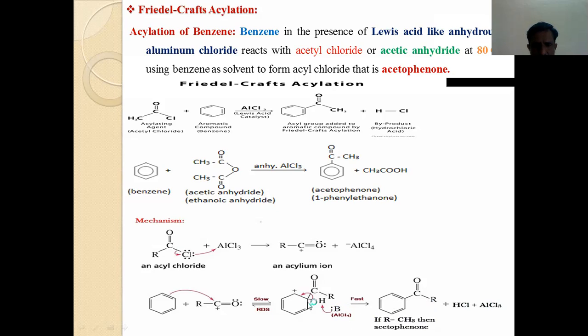Now this AlCl4, and one of the hydrogens is there: HCl, H from this one, Cl from this one, HCl as a byproduct, and AlCl3 is also a byproduct. So benzene reacted with the acylium ion, slow step, rate determining step, formation of an arenium complex or arenium ion. Second, abstraction of proton, very fast step, not a rate determining step, and formation of an acylated compound. If R is equal to CH3, then it is called acetophenone or 1-phenylethanone as a major product.